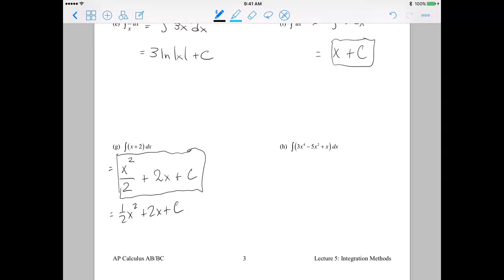Okay, and then example H, very similar to example G, so we're going to increase the exponent by 1. That's going to become a 5, and then divide by the new exponent, minus 5x cubed over 3 plus 1/2 x squared plus c. Okay, so again, just an application of the power rule, increasing the exponent by 1 and then dividing by the new exponent.